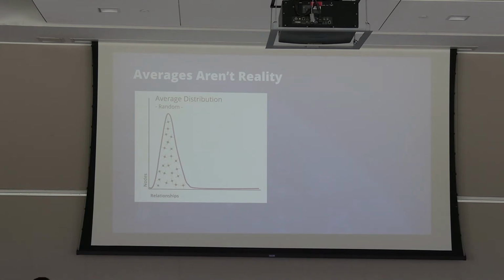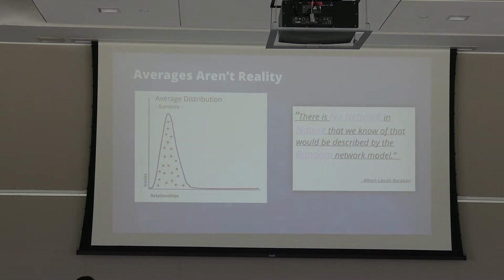So you see in this chart that we have a natural bell curve. Nice, pretty, even bell curve. But this is an average distribution, or what's called a random distribution. The problem with this type of distribution is that there's not a single network in nature that actually fits that structure. So why are we analyzing data in a structure that makes no natural real-world sense?